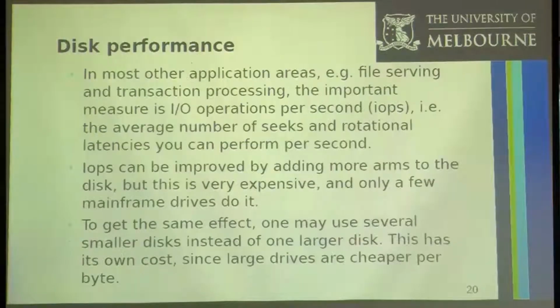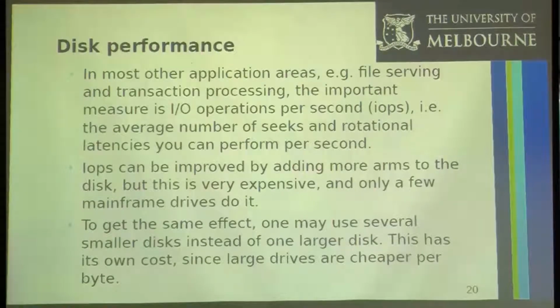Then there's an application like file serving or transaction processing where you've got a lot of little bits of data spread out everywhere, and you're reading randomly. It's random access essentially, and writing randomly. And then the important thing is the number of IOPS, the number of IO operations per second that this system can supply you with. That'd be more what you'd be worried about.